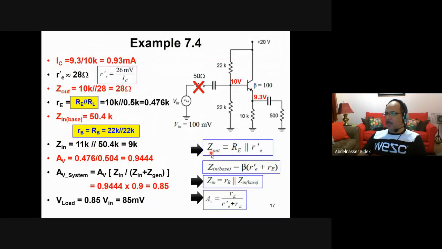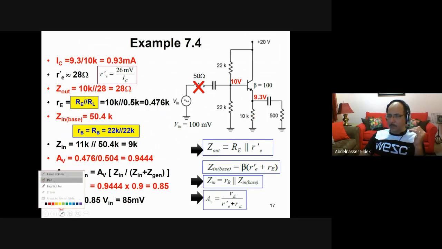We have to use these 3 equations, 1, 2, 3. Z out, Zn, AV. So we have to prepare all these parameters. Re, we know Re. What's Re in this case? Re is 10K. So this is 10K. So I know this one is 10K. This one is 10K. Okay, what's Re prime? I don't know Re prime, so I have to calculate it using this loop here.